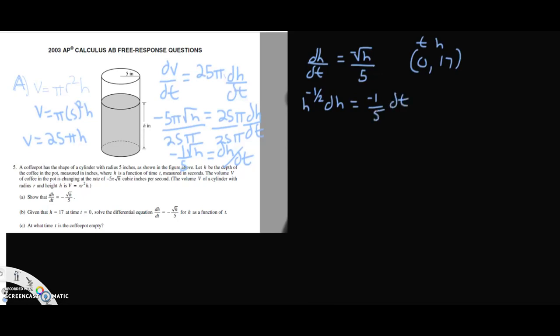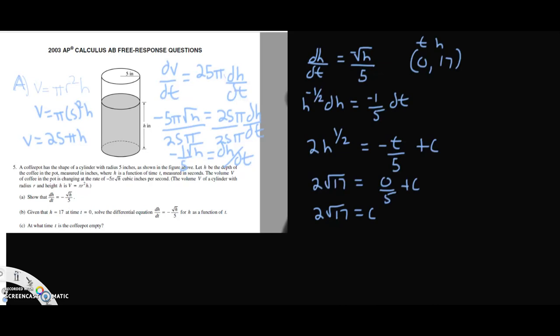So now when I take the antiderivative, I'm going to get 2h to the 1/2, which is the same thing as a root, equals negative t over 5 plus c. Plug in my initial condition. So now I'm going to get 2 root 17 equals 0 over 5 plus c. So c has to equal 2 root 17.